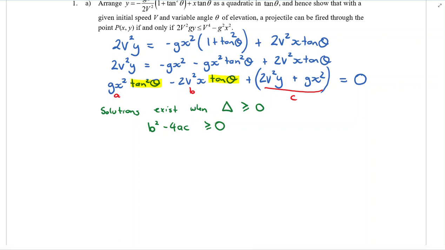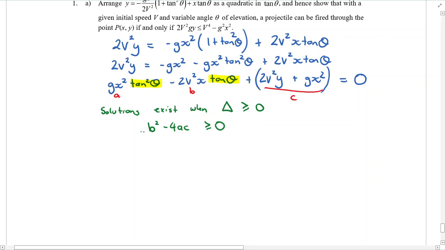Because remember that inequality back in the question? Okay, all right, so let's sub in all that stuff. Yep, we'll get there, where the 2v squared gy is less than or equal to that part with the inequality in it. Okay, so let's sub in.